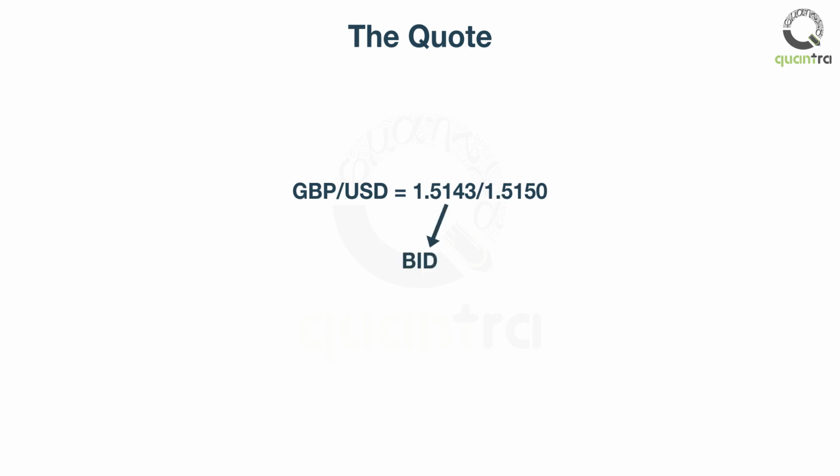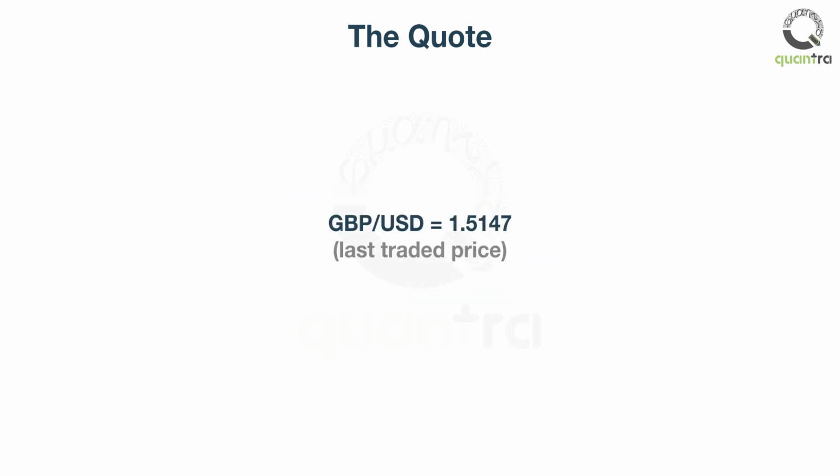1.5143 is the bid price for 1 pound here. That means, if you want to sell 1 pound in exchange for USD, you will find buyers at 1.5143. 1.5150 is the ask price for 1 pound here. Sometimes the quote can consist of a single price. In that case, it would represent the last traded price for that currency pair.